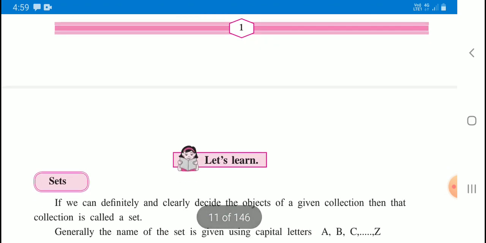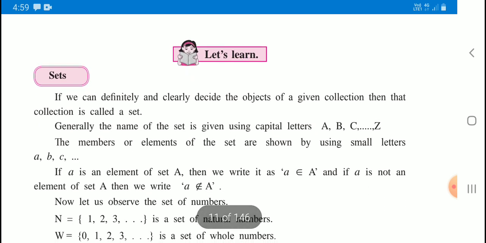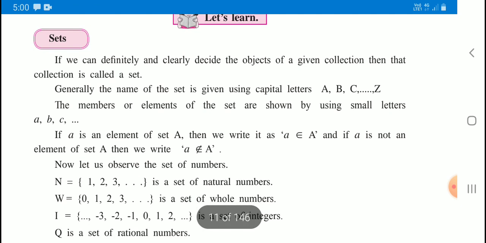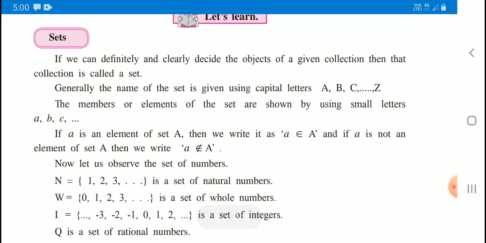Now, here they have given the definition of a set. If we can definitely and clearly decide the objects of a given collection, then that collection is called a set. It is nothing but a well-defined collection of elements. Generally we name a set using capital letters from A to Z, and the elements of the set are shown by small letters.